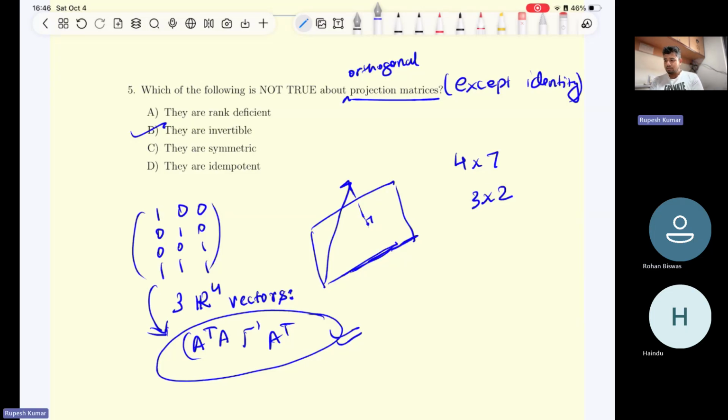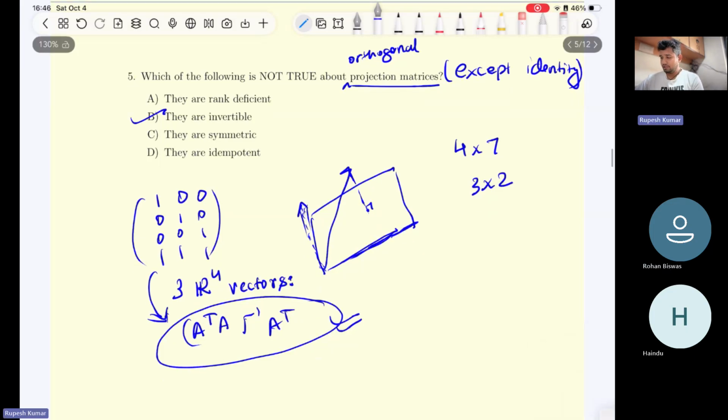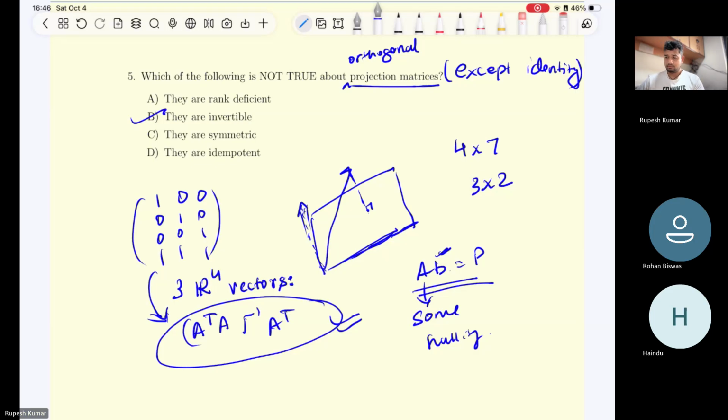Is it clear? Basically you have a matrix that can also contain this space, but then it won't be a projection onto this space. For it to be a projection onto this space, this space has to be the null space of that projection matrix, right? Basically AB equals P, so you have some null space of A. You have to have some null space, otherwise you won't be projecting to anything.